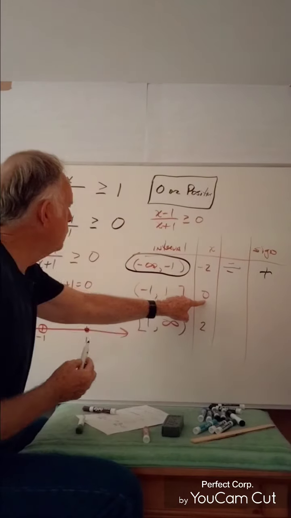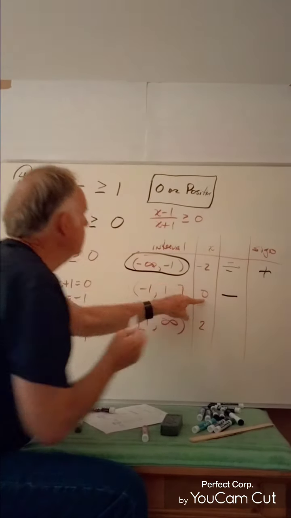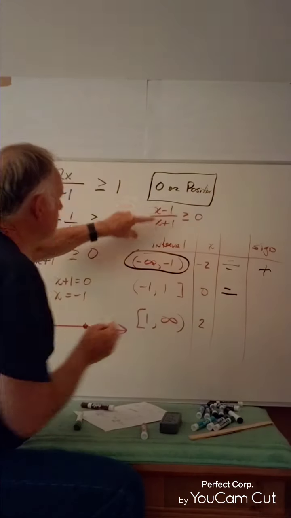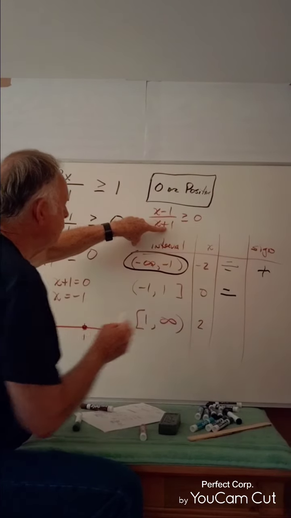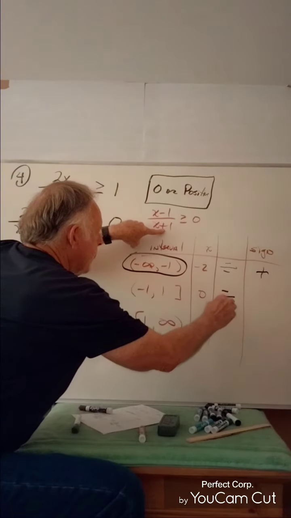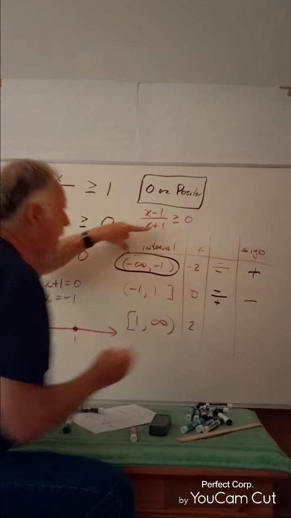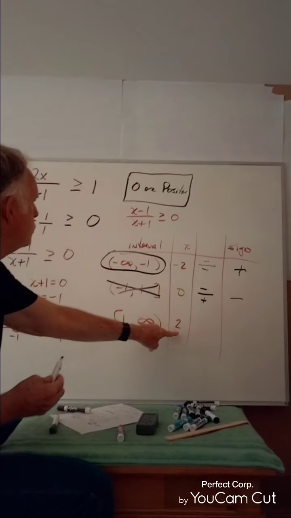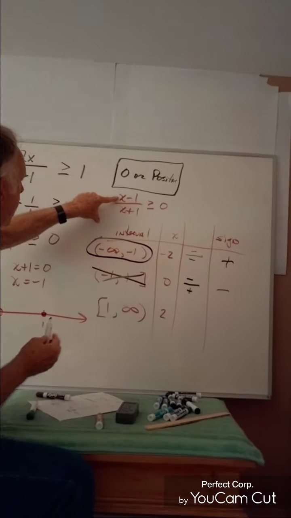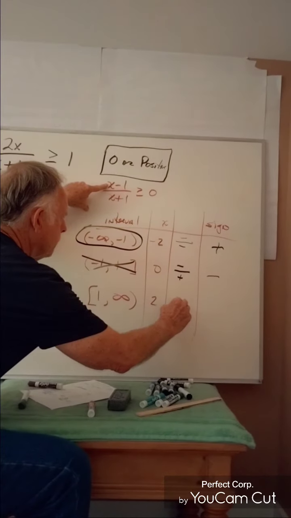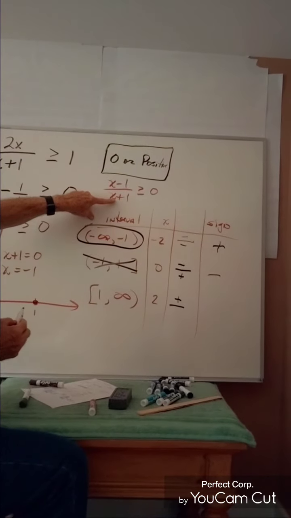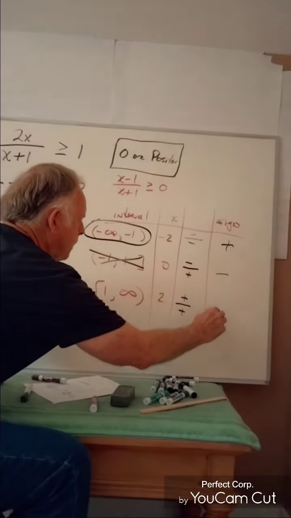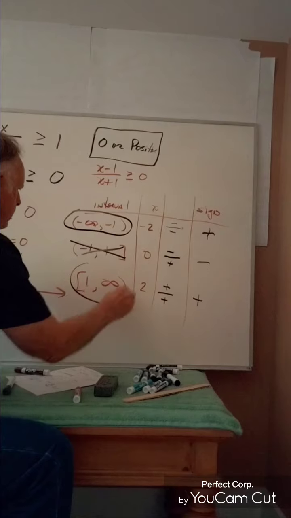Let's test 0. 0, negative 1, negative. 0, positive 1. That's positive. Negative divided by positive is a negative. He's not. This one, let's test 2. 2 minus 1, positive. Divided by 2 plus 1, positive. Positive divided by positive, positive. Good.